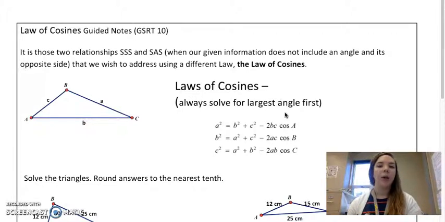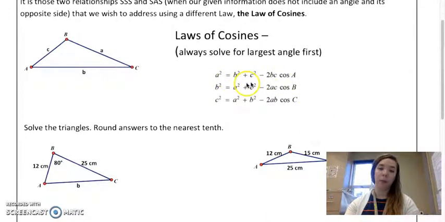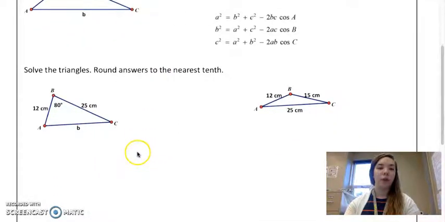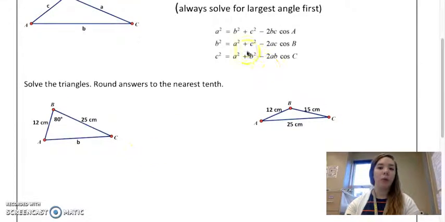Okay, so law of cosines uses these three formulas depending on which angle you have. All right, so solve the triangles, round answers to the nearest tenth. So we know angle B, so let's go ahead and use this middle formula so that we can find little b. I'm also going to need to find the other angles, so I'll show you how that works too, but let's use this middle formula to start.